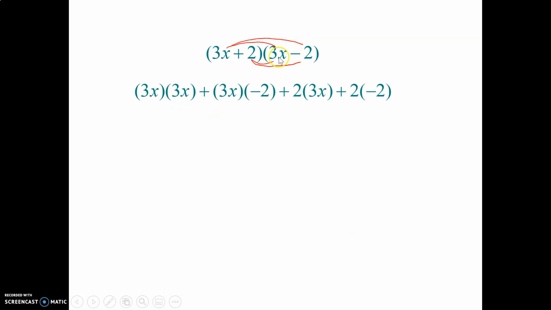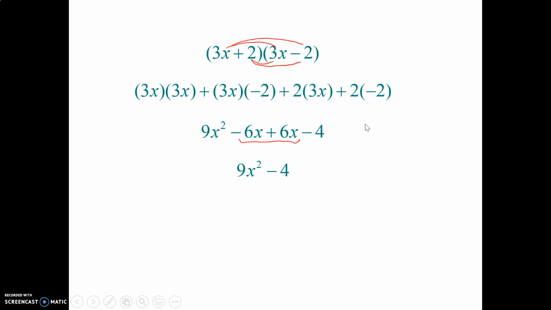So 3x multiplies 3x, that's what I have here. 3x multiplies a negative 2, 2 multiplies 3x, and 2 multiplies a negative 2. When they multiply, this becomes 9x squared, this becomes a negative 6x, the next stuff becomes a positive 6x, and 2 times a negative 2 is a negative 4. Now, combine these middle terms and look what happens. They drop out. So I have 9x squared minus 4.